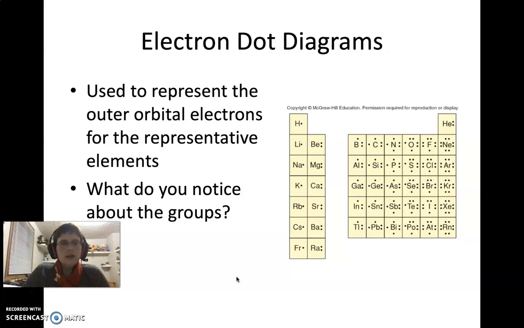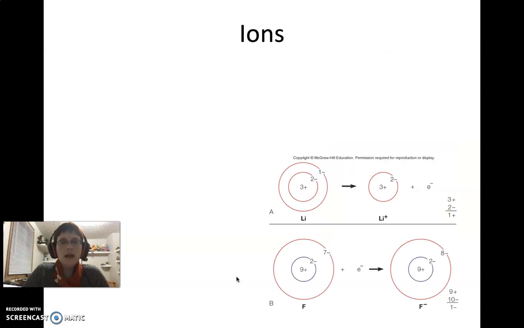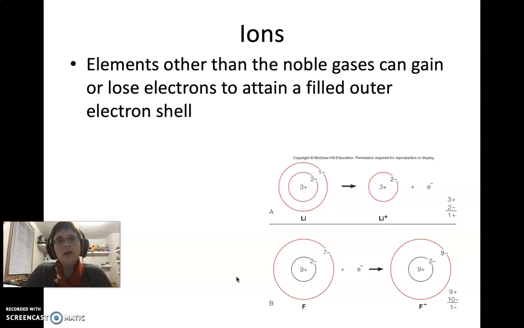So those are the electron dot diagrams, and you'll see more of those when we get into the next chapter talking about bonds. The last thing that I want to talk about with this chapter is ions. That way we can talk about it now, and then we'll be using this when we get to chapter 9, talking about how we bond atoms together. So ions, these are elements other than the noble gases that can gain or lose electrons to get a filled outer electron shell.